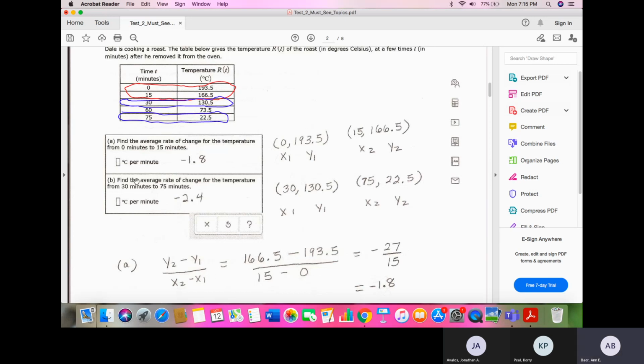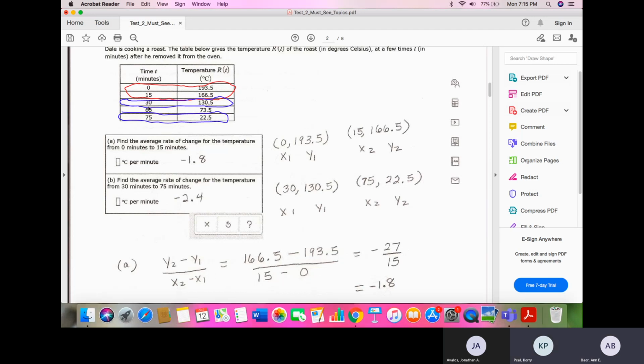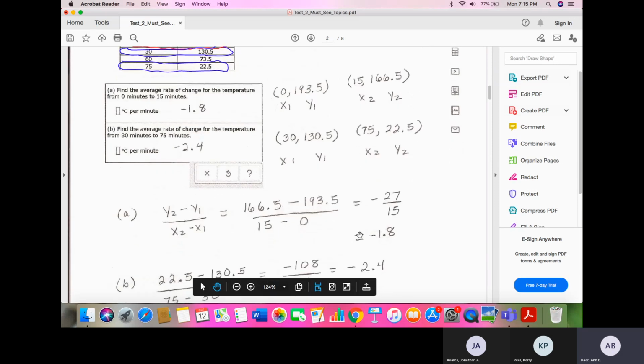Now, while we're at it, we might as well do this for part B. We want from 30 minutes, which is right here. So we want this ordered pair, 30, 130.5. And then this ordered pair encircled in blue, 75, 22.5. And we labeled this one with X1, Y1, this one with X2, Y2. And all we have to do from now on in this problem is actually just calculate the two slopes that we need.